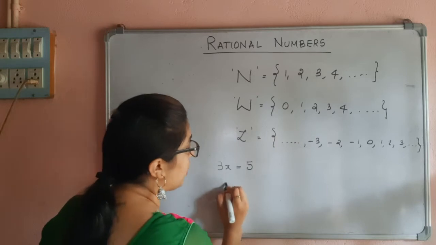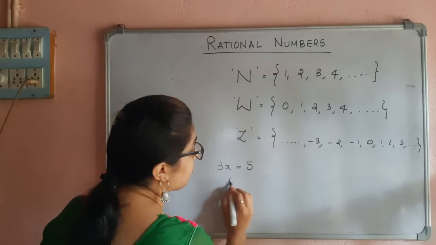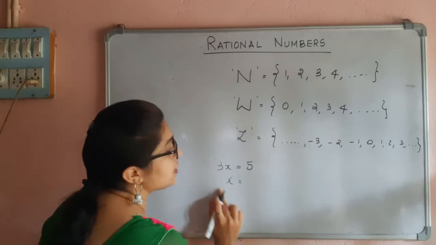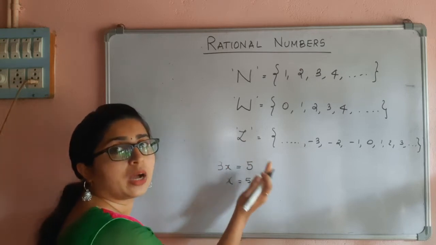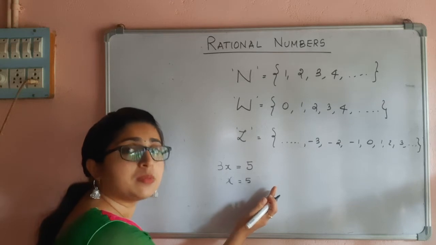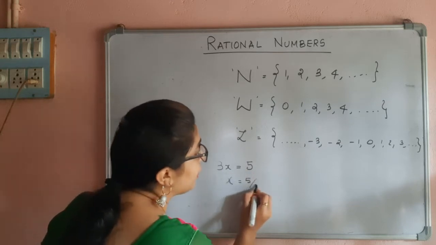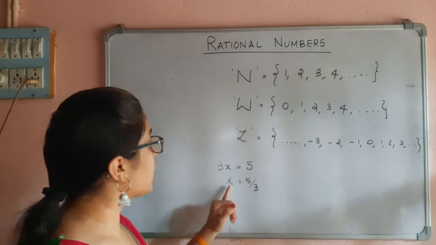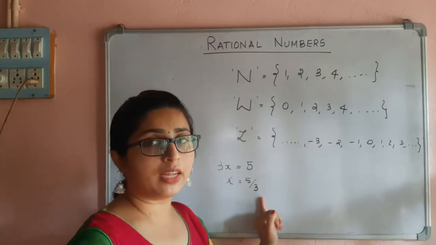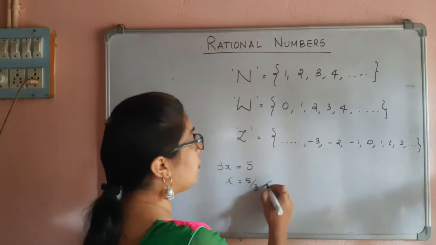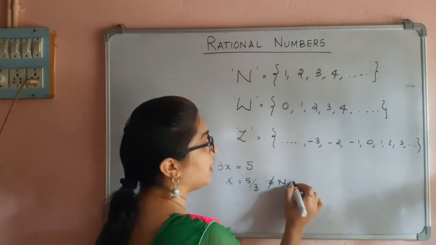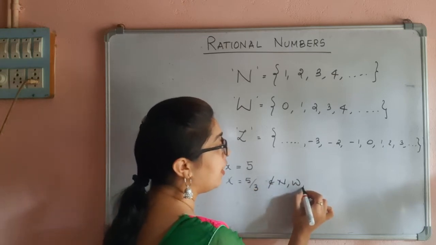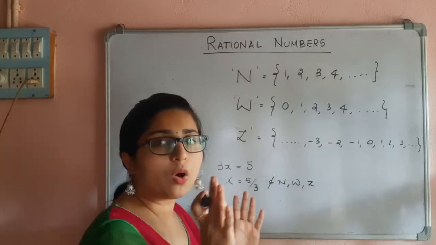So from this what can I write? I can take x and bring this 3 towards the right side. So this is multiplication, so when it comes to the RHS, that becomes division. So 5 divided by 3. x is equal to 5 divided by 3. So this does not belong to natural numbers, it does not belong to whole numbers, it does not belong to integers also.